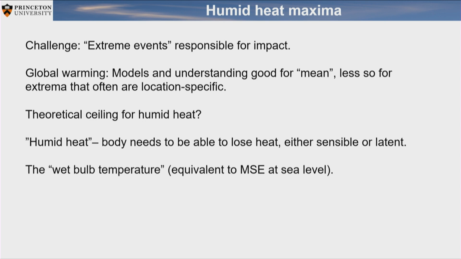And the metric that people like here is the so-called wet bulb temperature. And the wet bulb temperature, and that's the nice thing, that's why we like it, is basically equivalent to moist static energy at sea level. So it simply says that you can equate these two things. If you're in the desert, the temperature can be very high and you can still evaporate, so your body has no problem getting rid of the heat. You can convert that back into a temperature, and that's what the wet bulb temperature is. So it's just a different metric.